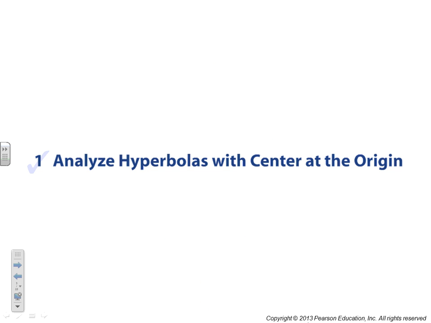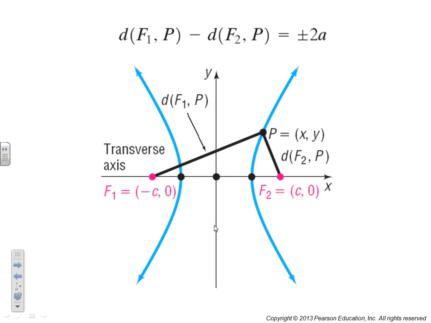Our first learning objective is to analyze hyperbolas with center at the origin. So we're starting at the center. When we're centered at the origin, we can say the distance from the focus to a point minus the distance from our other focus to that same point is equal to plus or minus 2a. Our foci are at negative c comma 0 and c comma 0.